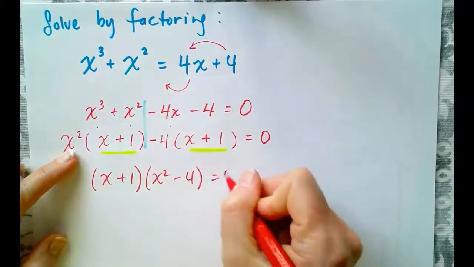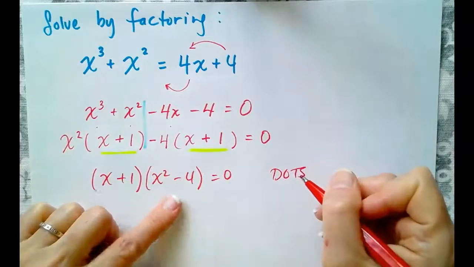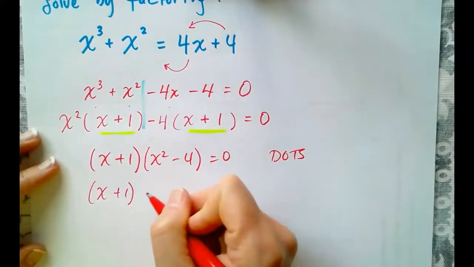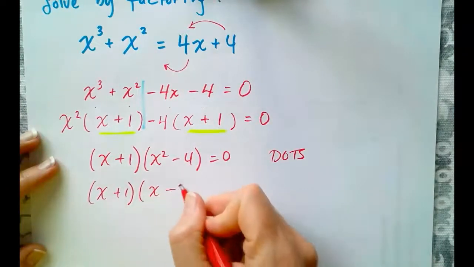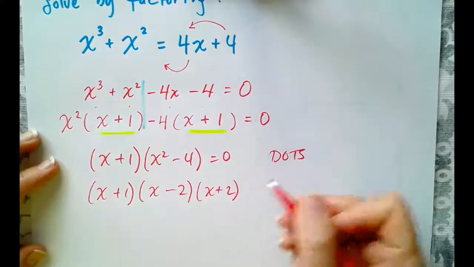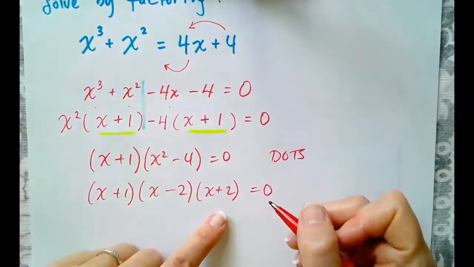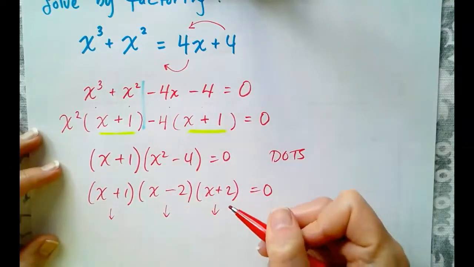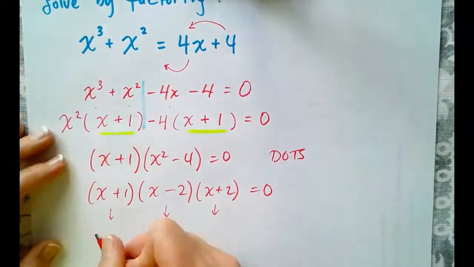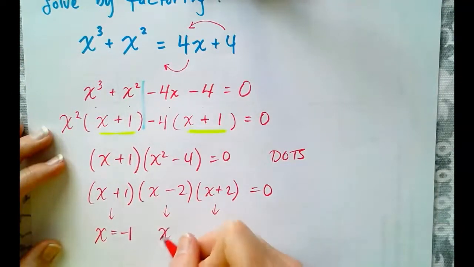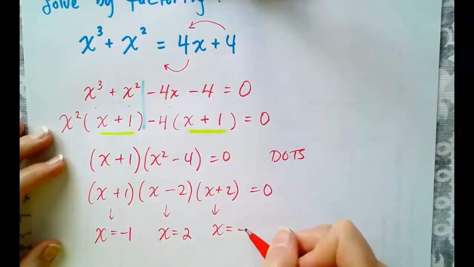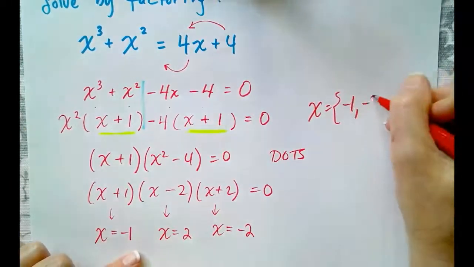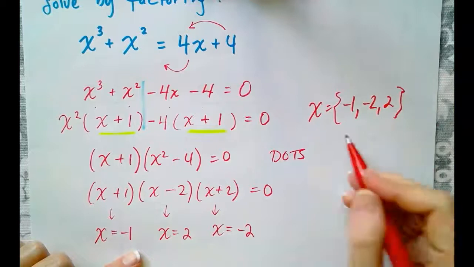And x squared minus 4 is the difference of squares. So we can factor again. x plus 1. And then factors of x squared minus 4 are x minus 2 and x plus 2. So 1, 2, 3 distinct factors which are going to yield 3 distinct roots. We're anticipating there being 3 answers. x equals negative 1, x equals 2, x equals negative 2. So our roots in roster notation: negative 1, negative 2, and positive 2.